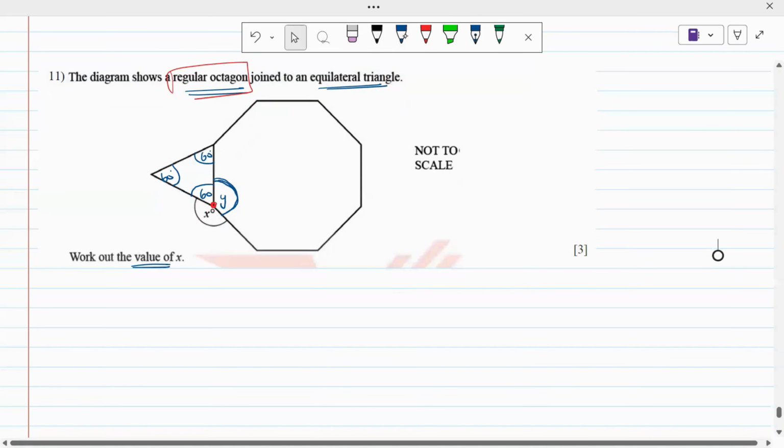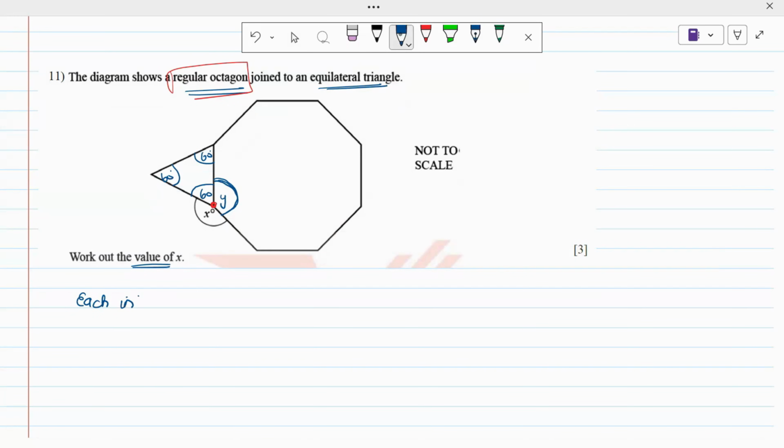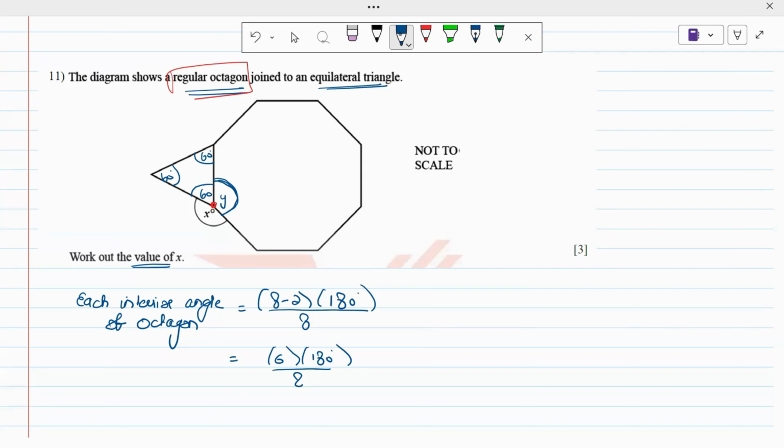So each interior angle of an octagon. Octagon, we know that it's an 8-sided figure. So n would be 8. So that's 8 minus 2 into 180. And since it's a regular octagon, that means it has to be divided by 8. We get this as 6 into 180 upon 8.